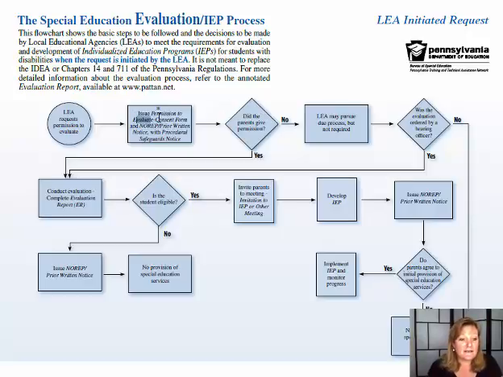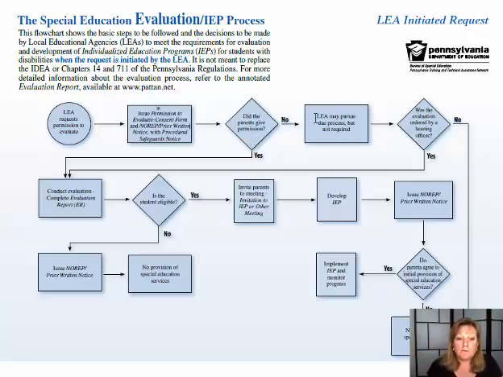So the school district then issues this form, the Permission to Evaluate Consent Form, okay, and the procedural safeguards, which is a document that has all of the rights that parents have in relation to the special education process for their son or daughter. So they issue the permission to evaluate to the parent. Okay, and then we ask, did the parents give permission? Again, they have to give permission, or else the school district cannot evaluate the child.